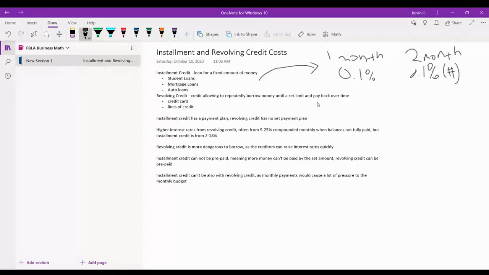Revolving credit is credit that allows you to repeatedly borrow money until a set limit and pay back over time. So one example of this is a credit card, and another example is lines of credit.